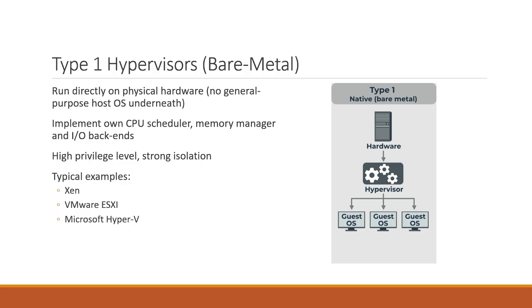So here's Type 1 hypervisors with a simple diagram to explain it. Because they control the CPU, memory, and devices directly, they can offer near native performance and strong isolation between virtual machines. These include Xen, VMware ESXi, and Microsoft Hyper-V. These hypervisors are typically used in enterprise data centers, cloud providers, and production server environments.